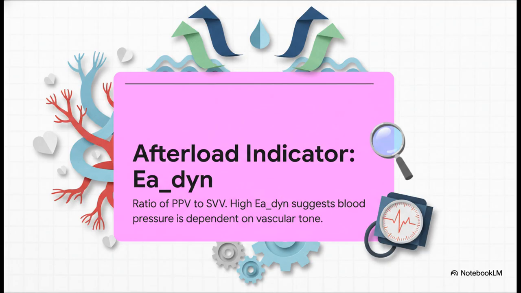So what does it tell you? A high EA-DYNE suggests that the patient's blood pressure is very sensitive to changes in their vascular tone. In other words, they are very likely to have a positive response to a vasopressor. A low EA-DYNE, however, suggests that vascular tone isn't the main problem and a pressor might not be your most effective move.